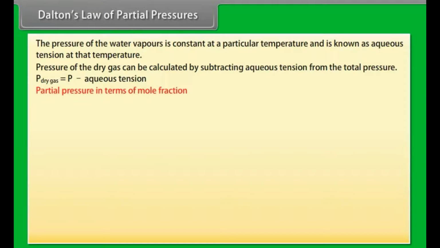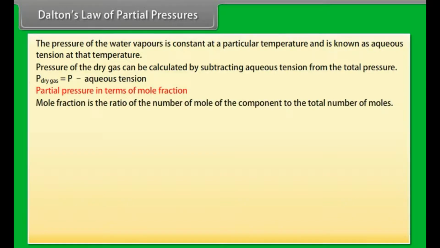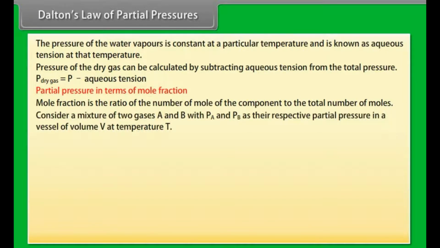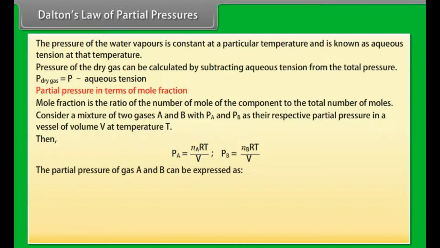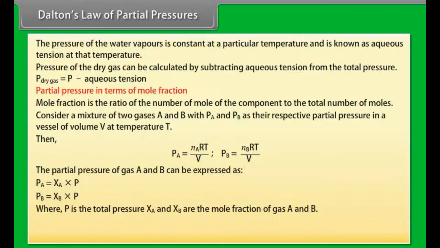Partial pressure in terms of mole fraction. Mole fraction is the ratio of the number of moles of the component to the total number of moles. Consider a mixture of two gases A and B with PA and PB as their respective partial pressures in a vessel of volume V at temperature T. Then, PA is equal to nA RT/V, and PB is equal to nB RT/V. The partial pressures of gases A and B can be expressed as PA is equal to XA times P, and PB is equal to XB times P, where P is the total pressure, and XA and XB are the mole fractions of gases A and B.